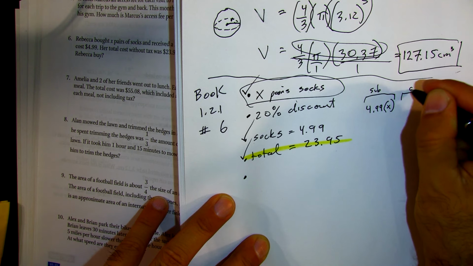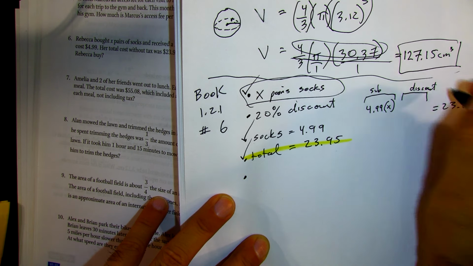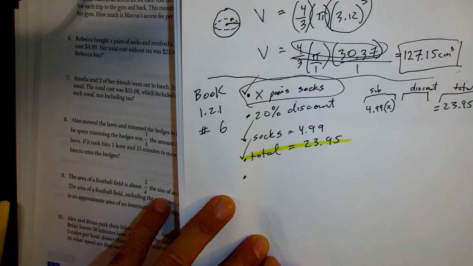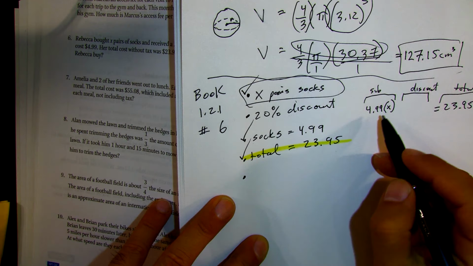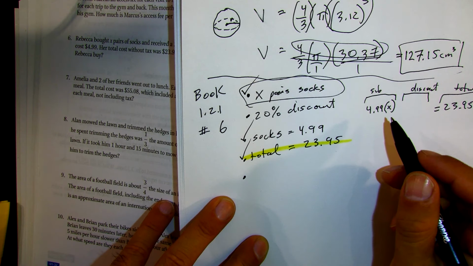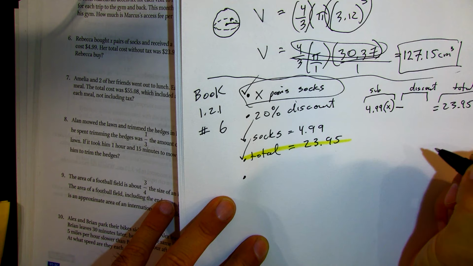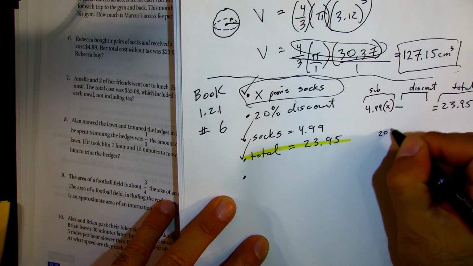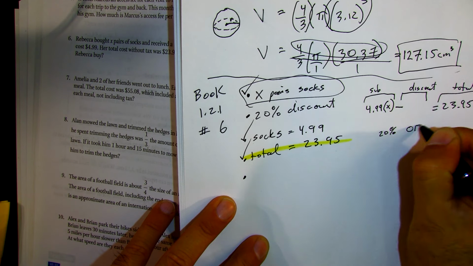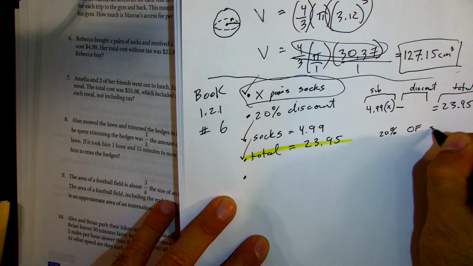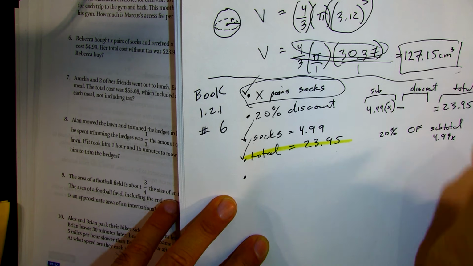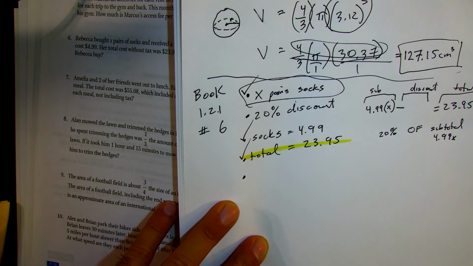Okay. All right, show me on your hands. If you have a discount, are you going to add or subtract it from your subtotal? If you have a discount, good. I see a lot of subtractions, good. Now remember, we have to take 20% of our subtotal, which is 4.99x. Okay. So show me on your hands. What does "of" mean? Good, good, good. All right, good.